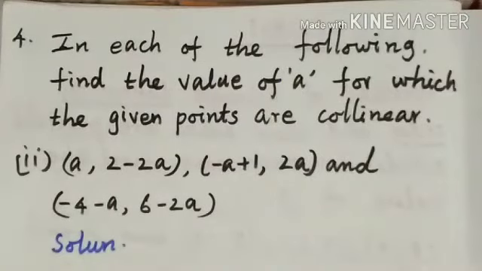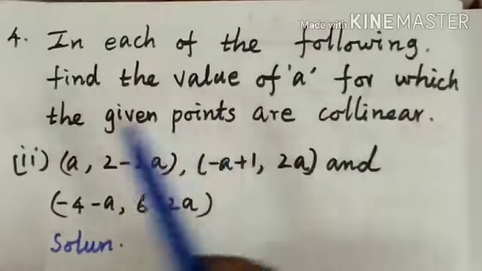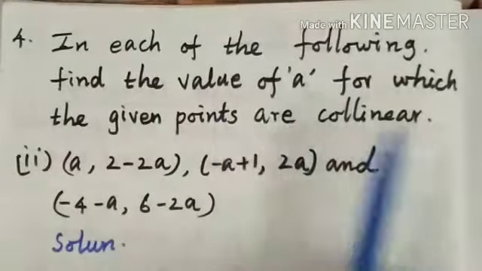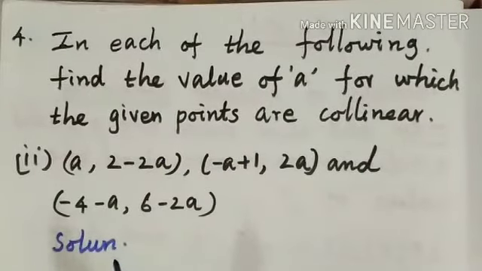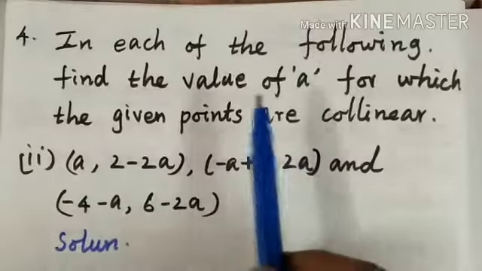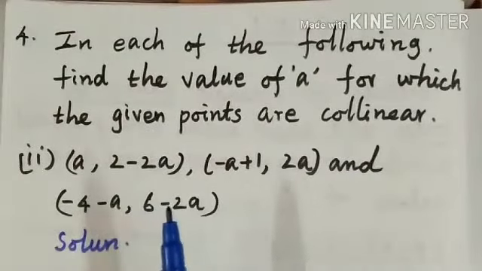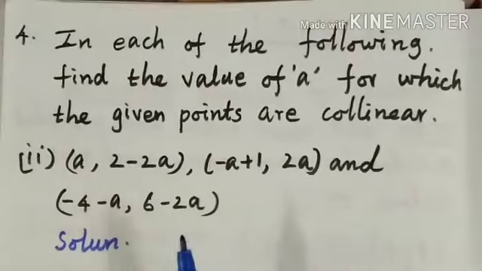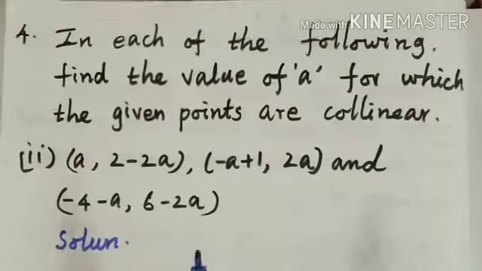Now we move on to the fourth question, second subdivision. See the question. In each of the following, find the value of A for which the given points are collinear. In this question, the given points are collinear. We have to find the value of A. If it is collinear, the area of the triangle is equal to 0.